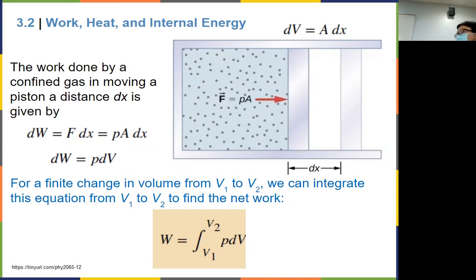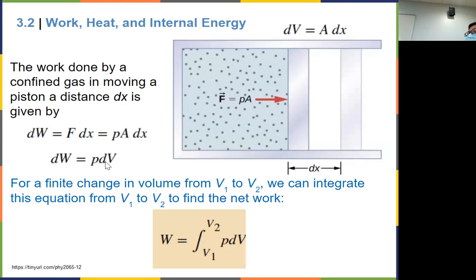So we can see how much work is being done by the process. Take a small change in the distance the wall moves, dx. The force should be equal to the pressure times the area of this wall. Force times the distance gives you the amount of work done during that process. So dW equals F dx, for a small change in x, and that equals P times A times dx. Now, A times dx is the change in the volume of the gas, so the work can be rewritten as pressure times the volume change, P dV.